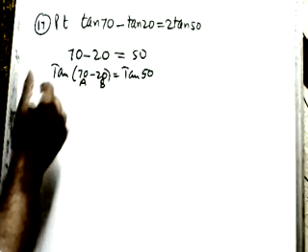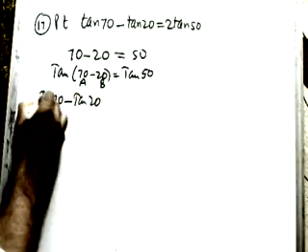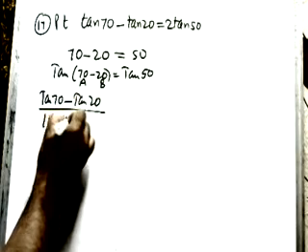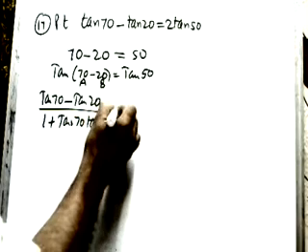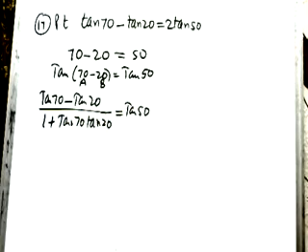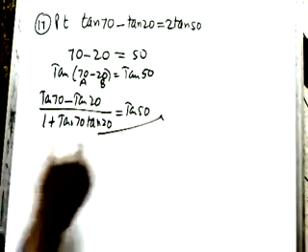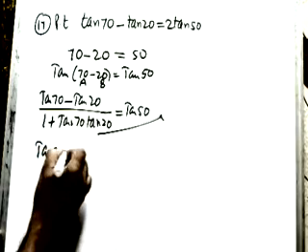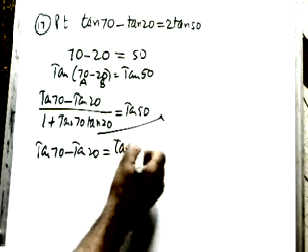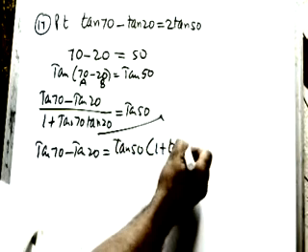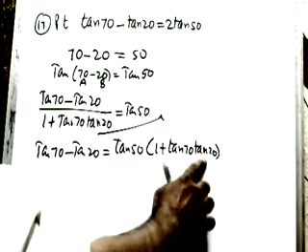Suppose these are A and B. So this will become tan (A minus B). Tan (A minus B) is tan A minus tan B divided by 1 plus tan A into tan B, equals tan 50. Let me cross multiply this one. So tan 70 minus tan 20 equals tan 50 into (1 plus tan 70 into tan 20).